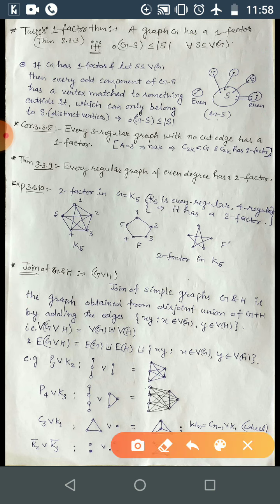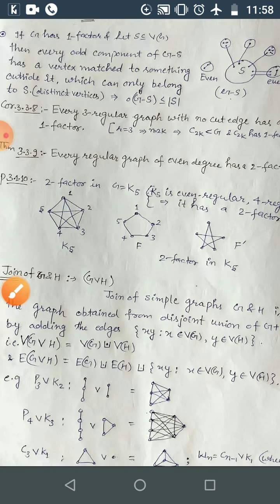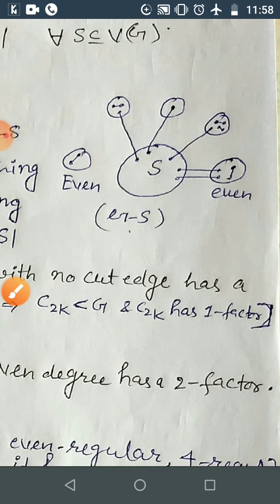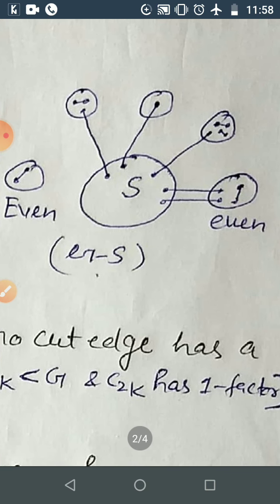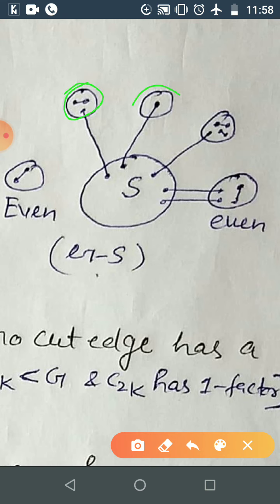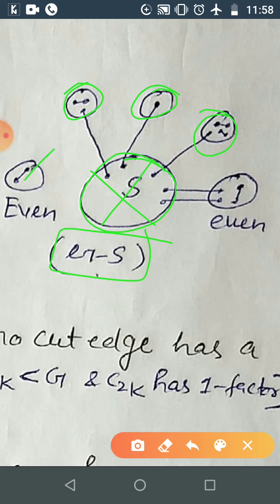Let me zoom it first. So here we have these odd components of G minus S, with S being removed. Then G minus S will have some even components and some odd components. If only odd, then these even ones will not be there. So for the time being you can consider it contains some even components and some odd components.